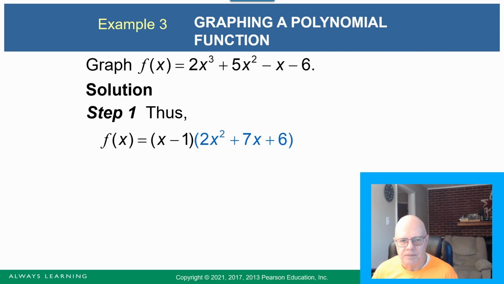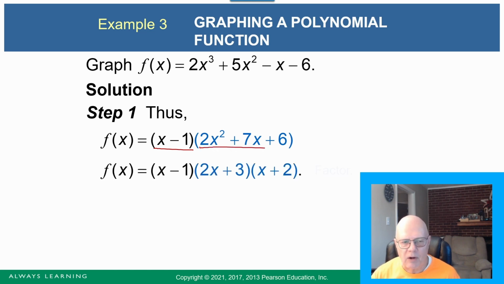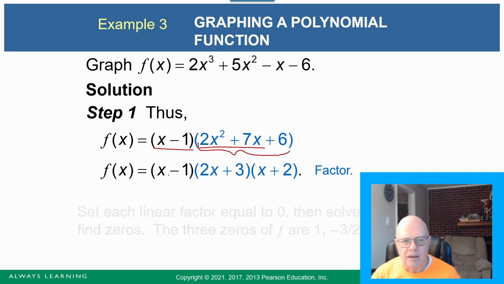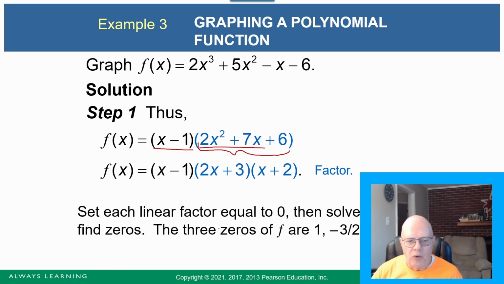So, step 1, factor that out. We've figured out by synthetic division that this is a factor because we had a remainder of 0. We got this in the synthetic division on the bottom row. And we can factor those pretty easily. And you now have the zeros of f, the x-intercepts of f, at 1, negative 3 halves, and negative 2.